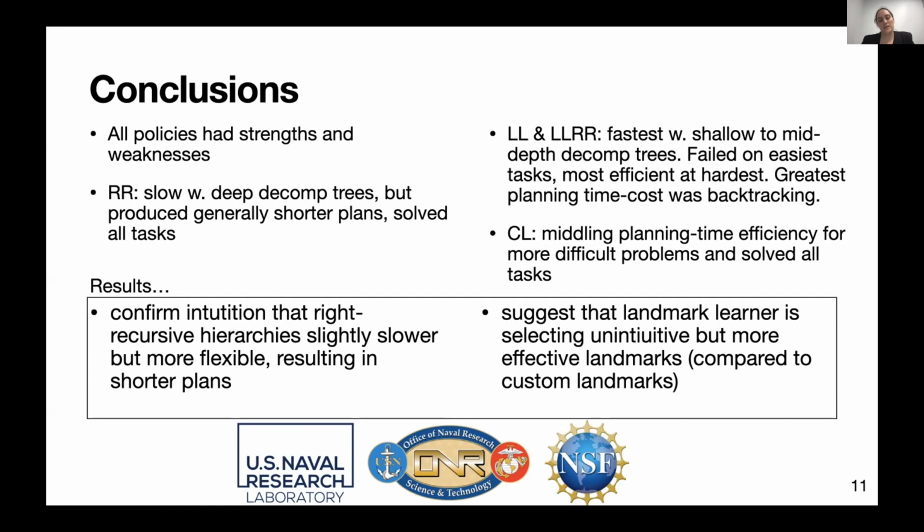So in result, we've confirmed our intuition that the right recursive hierarchies are slightly slower, but generally are more flexible. But we also found, surprisingly, that the landmark learner, while it's selecting unintuitive landmarks, is selecting effective landmarks, at least for the harder problems, more so than the custom landmarks that were handpicked.